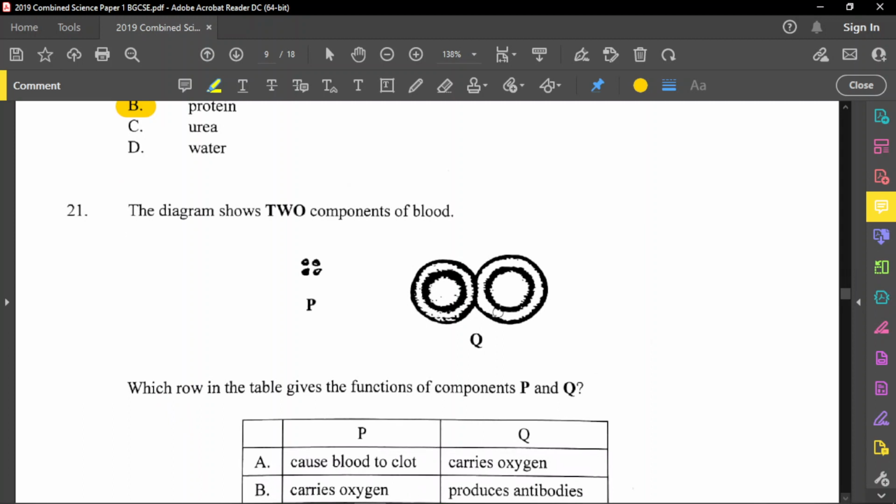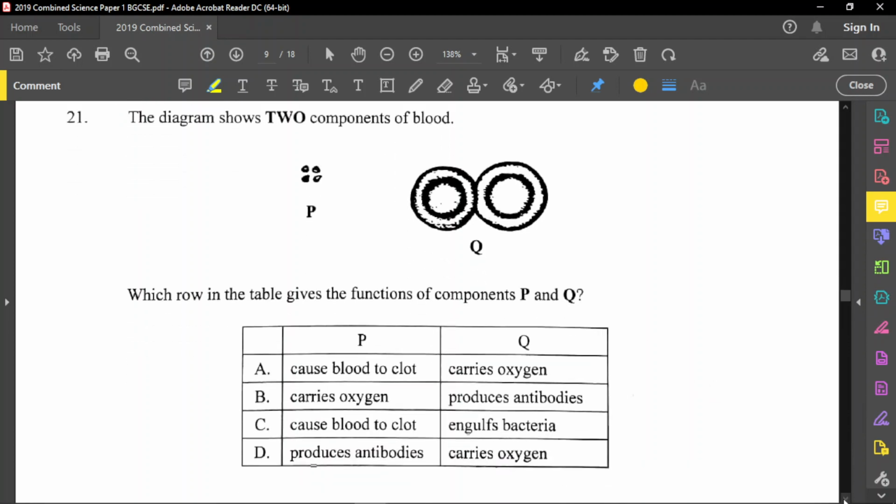Number 21. A diagram shows two components of blood, P and Q. Which row in the table gives the functions of components P and Q? P is a platelet and Q is a red blood cell. If P is a platelet, then P will help clot blood, so only A and C could be the possible answer. Q is a red blood cell, and what red blood cells do is transport oxygen. And so A will become our only possible answer.